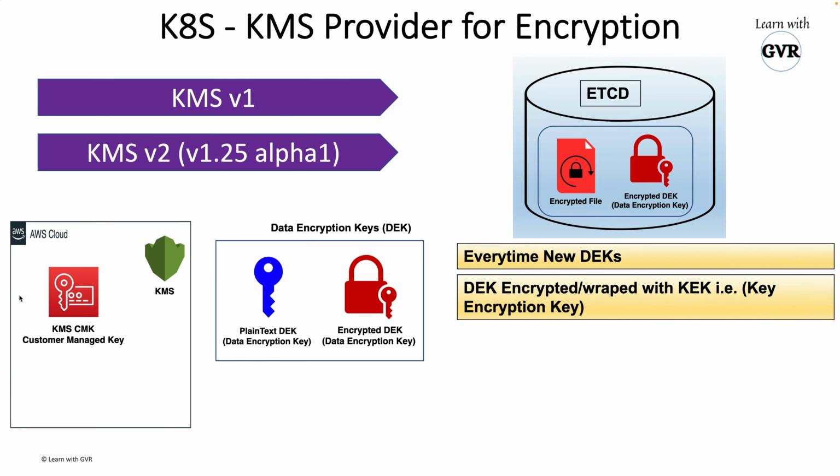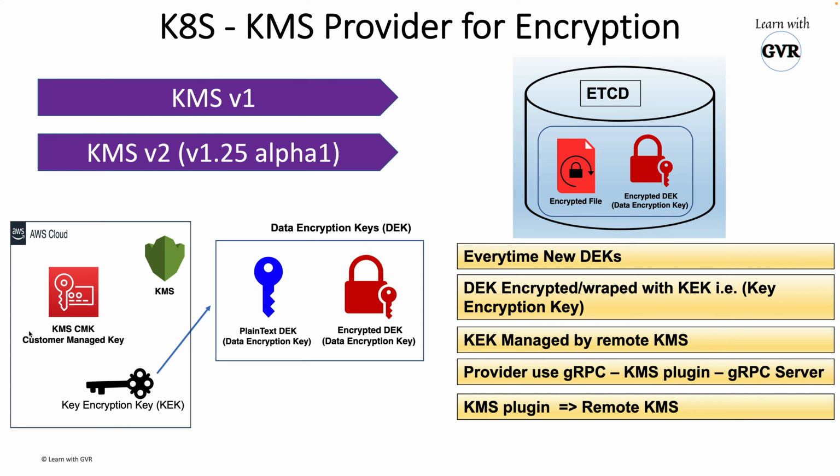So we know there is a KMS and data encryption keys, but internally, which we won't be able to see, there is a KEK, the key encryption key. This will take care of creating the DEKs, right? KEKs are managed by the KMS, whoever the provider is, not only AWS, any other cloud you use. And how? At the Kubernetes cluster level, there is a KMS plugin. That plugin is deployed as a gRPC, and that gRPC will talk to the remote KMS. We'll see that in the next slide.